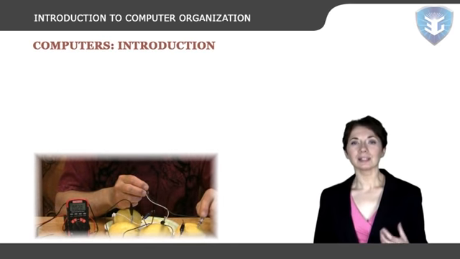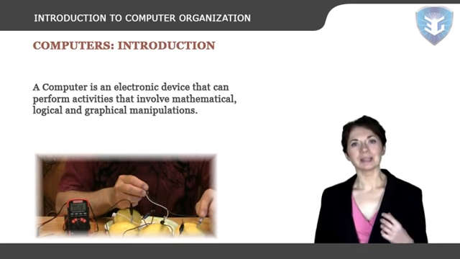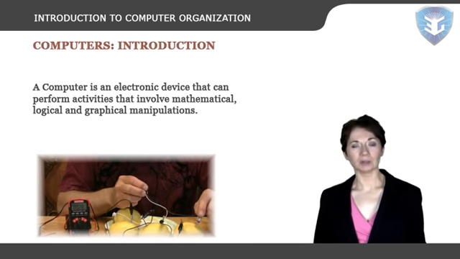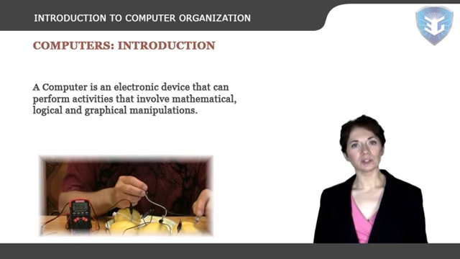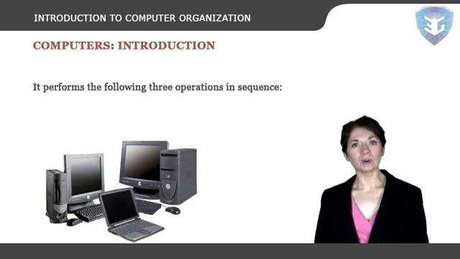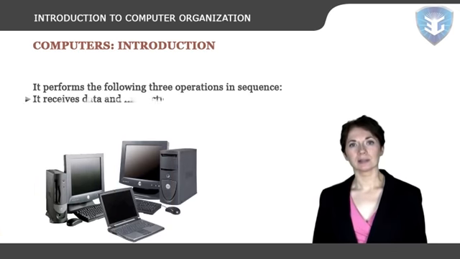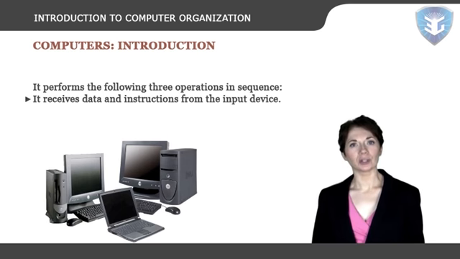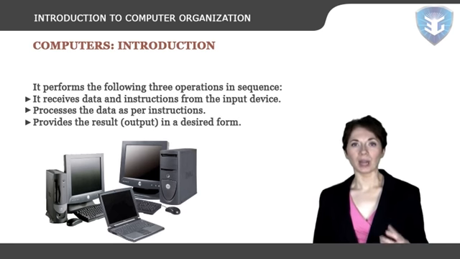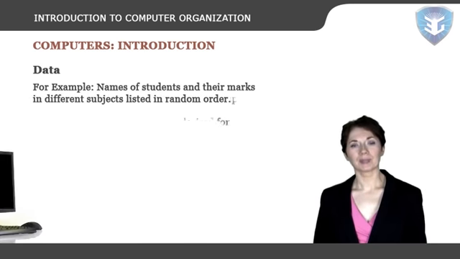Let's now discuss computers. A computer is an electronic device that can perform activities that involve mathematical, logical, and graphical manipulations. Generally, the term is used to describe a collection of devices that function together as a system. It performs the following three operations in sequence. It receives data and instructions from the input device, processes the data as per instructions, provides the result or output in a desired form.